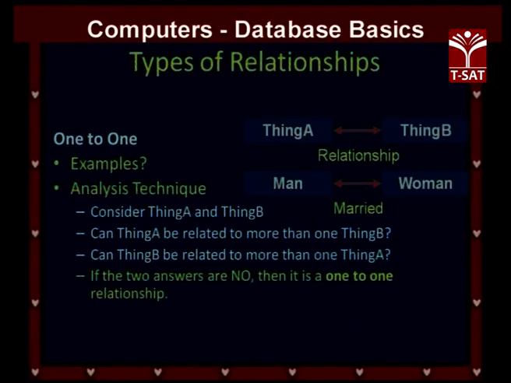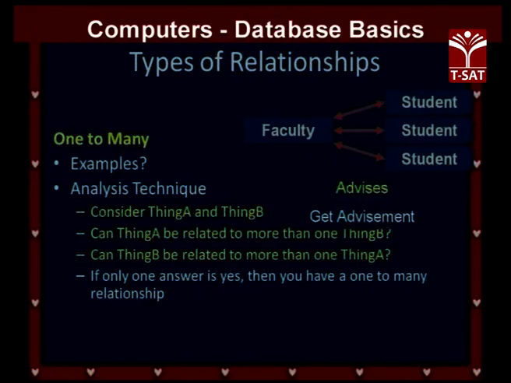We have some analysis technique to identify a one-to-one relation. Consider thing A and thing B. Can thing A be related to more than one thing B? Can thing B be related to more than one thing A? If neither is the case, then it is called a one-to-one relationship.